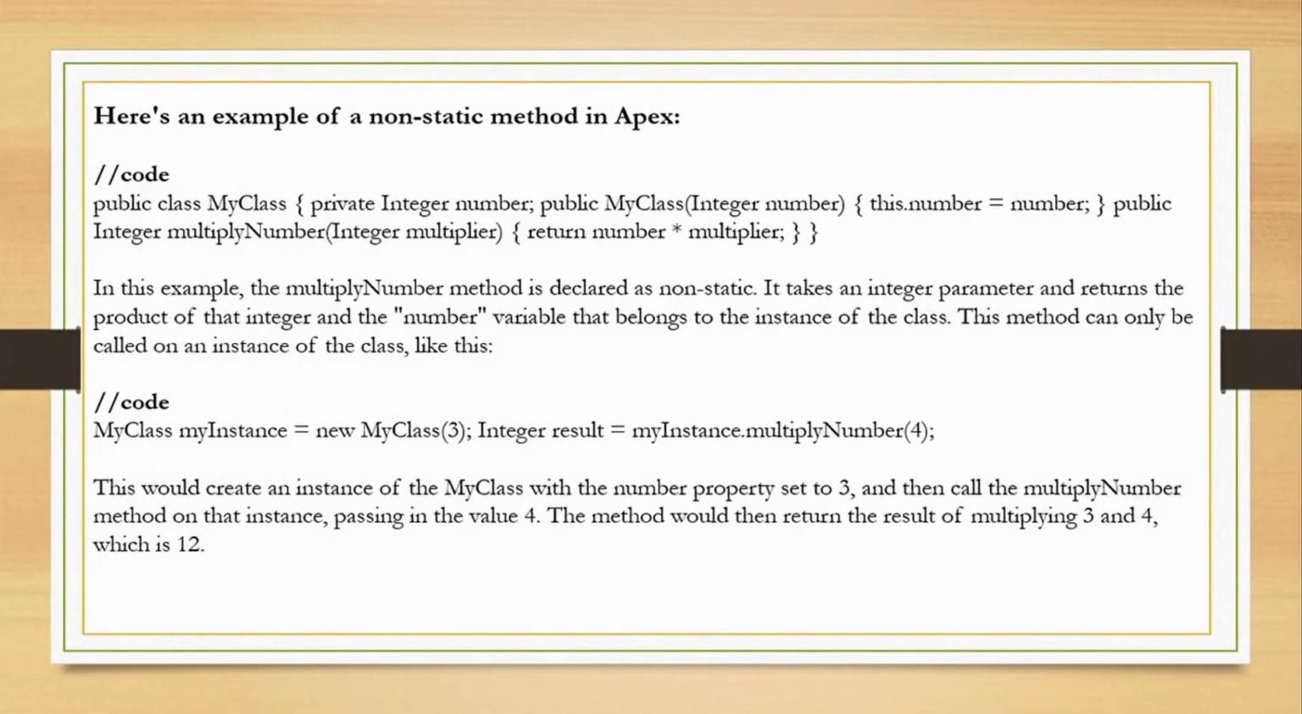Here is an example of a non-static method in Apex: public class MyClass, private integer number, public MyClass(integer number) { this.number = number; }, and public integer multiplyNumber(integer n). In this example, the multiplyNumber method is declared as non-static, and it takes an integer parameter and returns the product of the integer and the number variable that belongs to the instance of the class. This method can only be called on an instance of the class.